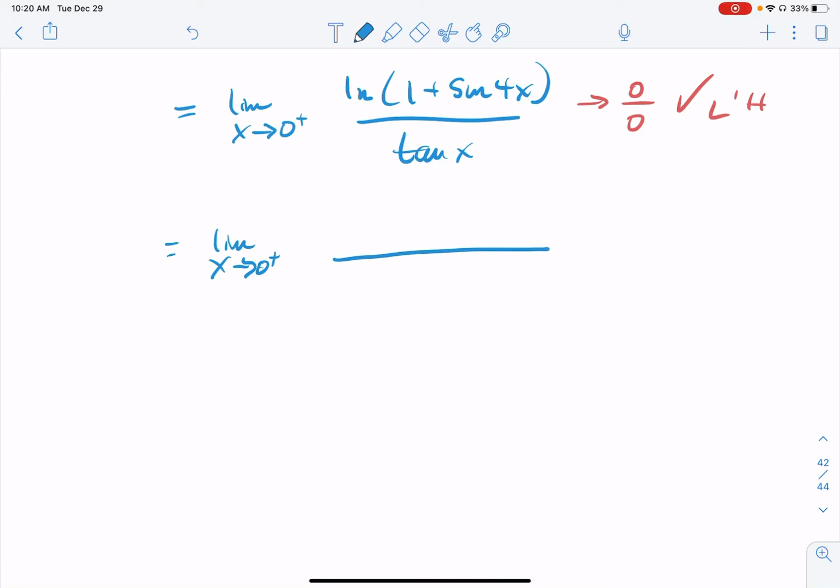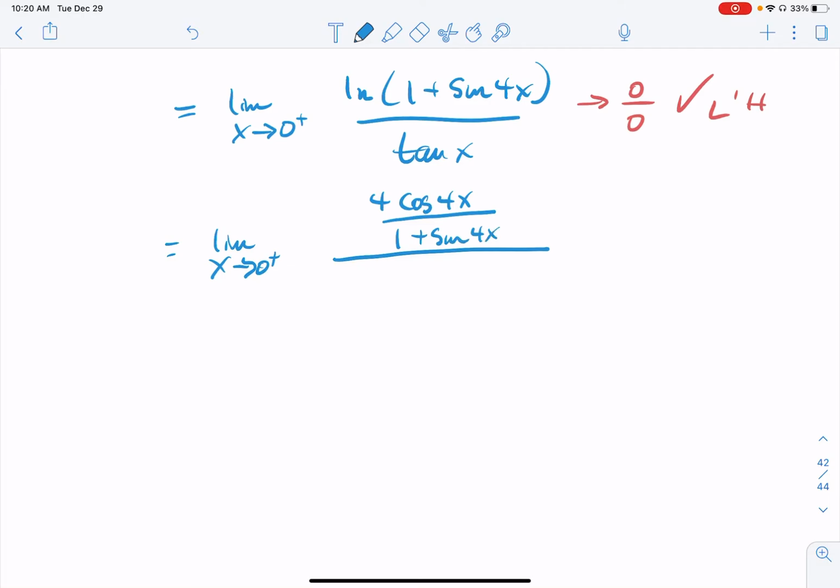All right, so now the derivative of the natural log of 1 plus the sine of 4x is u prime over u. So the derivative of 1 plus sine of 4x: derivative of the 1 is going to be 0. Derivative of sine of 4x is cosine of 4x, and then 4x is an interior function, so you have to use the chain rule on it, and its derivative is 4. All over 1 plus the sine of 4x.